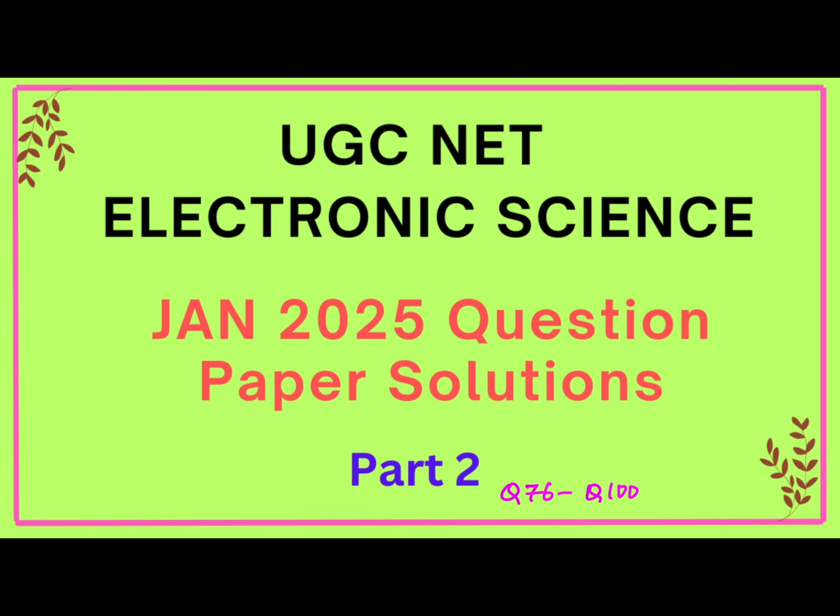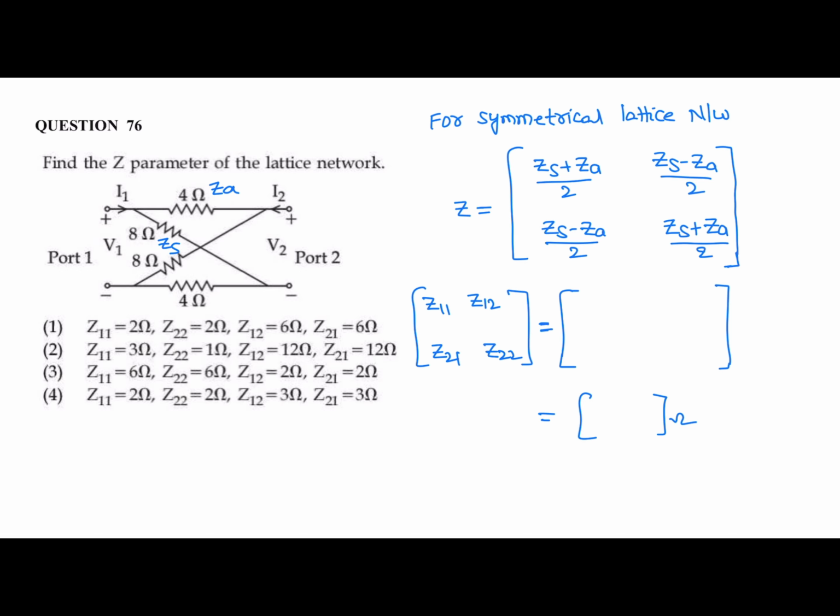UGC NET Electronic Science January 2025 question paper solutions part 2, that is from question number 76 to question number 100. Question number 76, find the Z parameters of a lattice network.